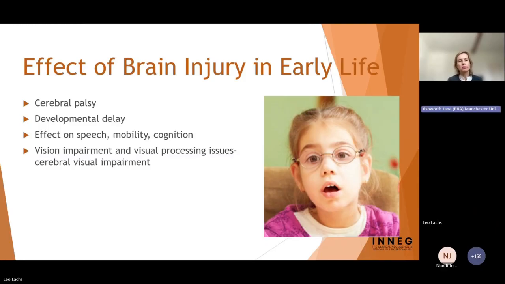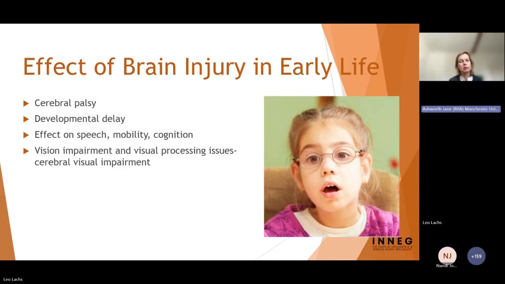So we're all more familiar with the effects of brain injury on general development and growth. As you probably know, brain injuries early in life can lead to conditions such as cerebral palsy, with physical issues and developmental delay and effects on speech, mobility, cognition. But as well as that, brain injuries can lead to a visual impairment and also visual processing issues. And this is a condition that we term cerebral visual impairment.